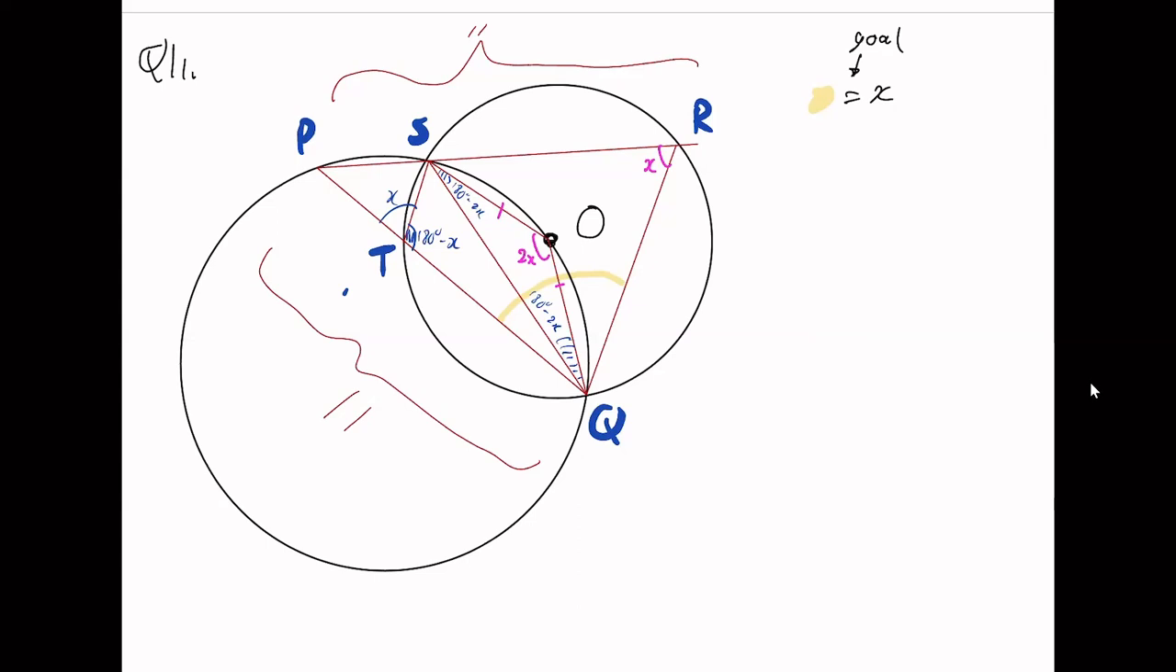Good point. Is this the major minor stuff? No, you don't need that, at least not in my proof. There are many ways to prove the same question, many different ways to do it.